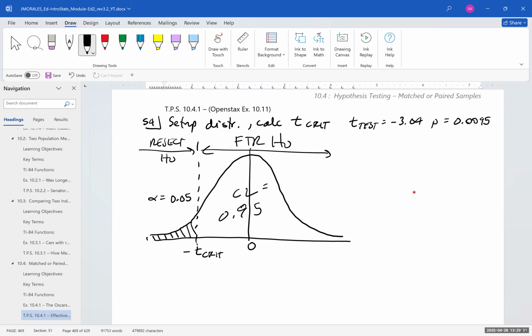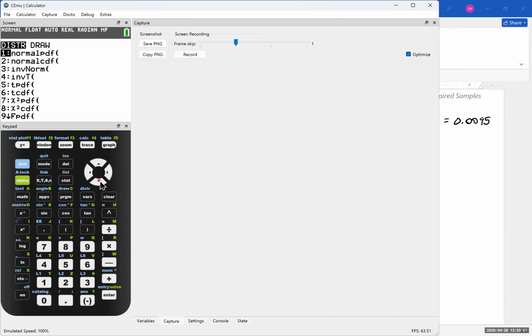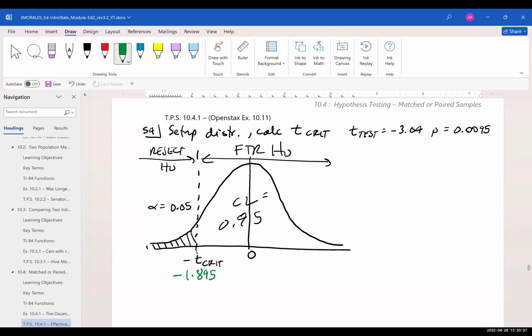All right, to calculate this critical value, we're going to need an inverse distribution function, so we need inverse t. Let's go to our distribution functions and go to inverse t. We want an area of 0.05, and the degrees of freedom is 7. Hit paste. Okay, negative 1.895. Let's just go ahead and also calculate that with the NumWorks.